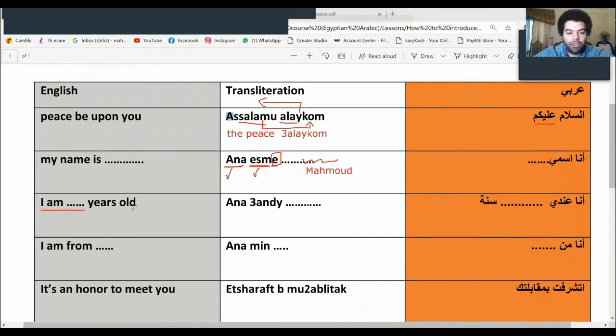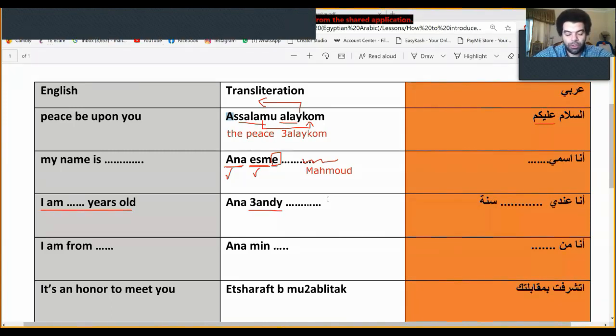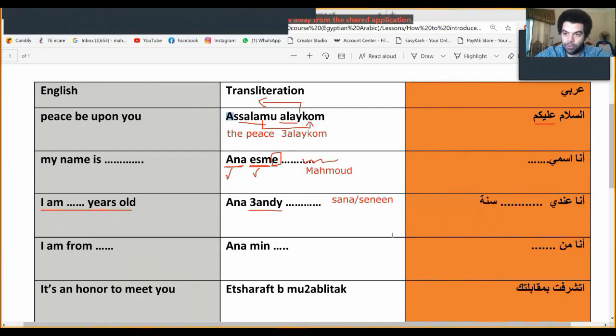Now about your age. I am number years old. In Arabic, we don't say I am, we say I have. Okay? So we say ana andi. And then you say your age, and at the end, after that, you say sana or sinin. Which one are you supposed to say then? Before we say that, let's look at the numbers.